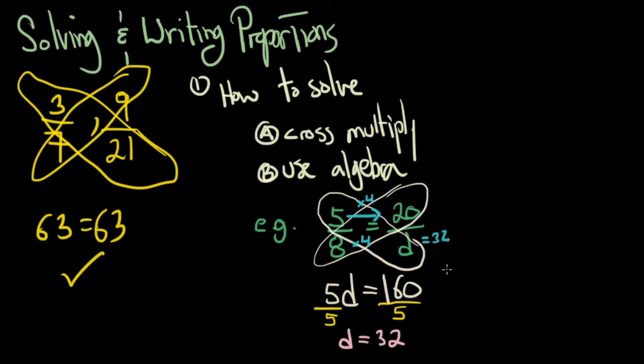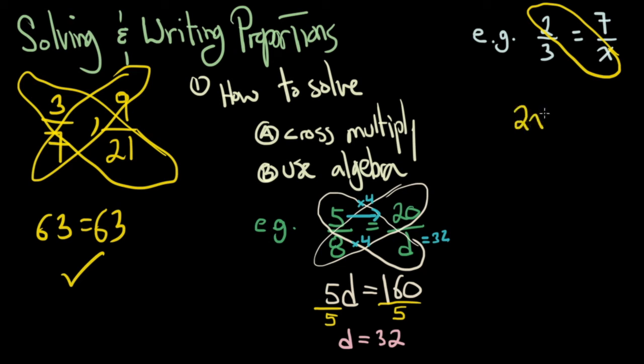And there are times when you're going to have not pretty numbers. Yes, it's true. Sometimes we do that to you. So here's an example. Let's just say you had 2/3 is equal to 7 over x. So again, we're going to cross multiply. Some of you are still trying to do it in your head, and that's fine. So we have 2x equals 21.